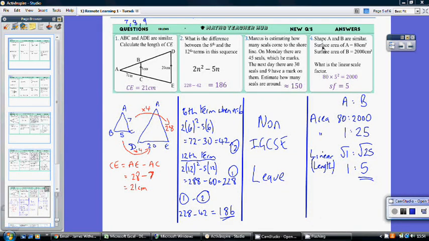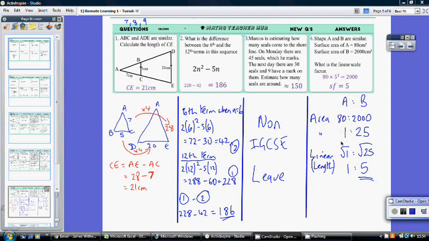Now, question 4 is 3D similarity. We're told that the surface area ratio of A to B is 80 to 2000. Dividing both by 80, I can see that the area ratio is 1 to 25. Now, remember how you go from the area ratio to the linear ratio: you square root.